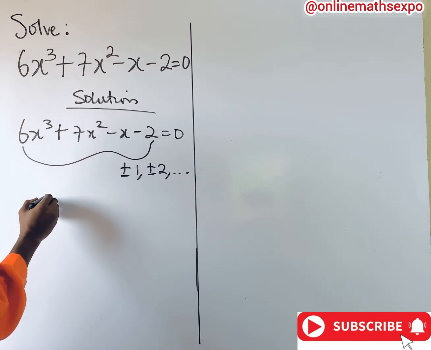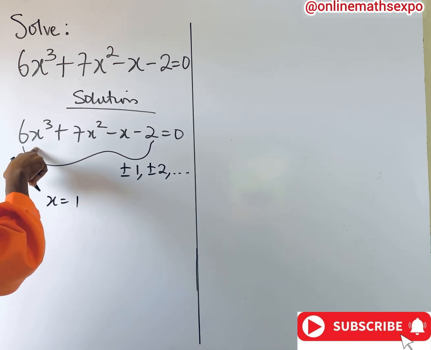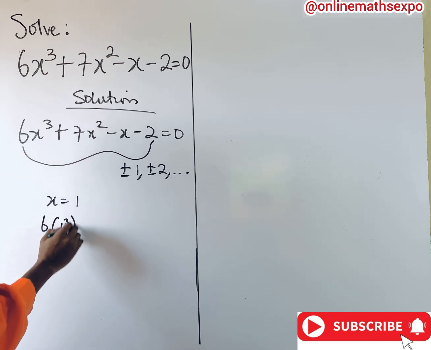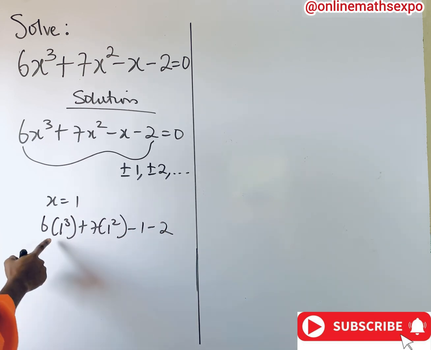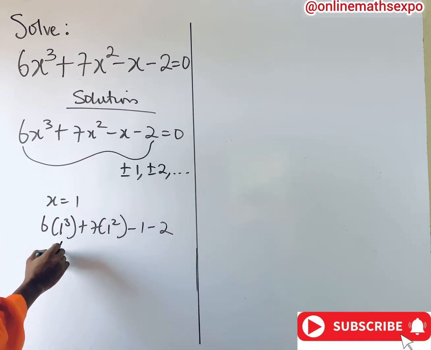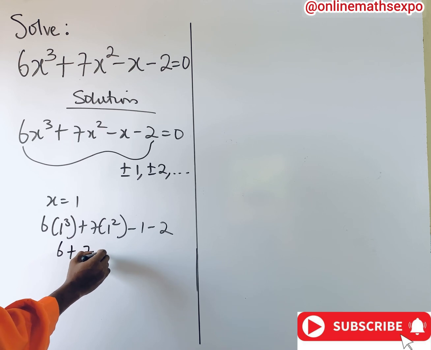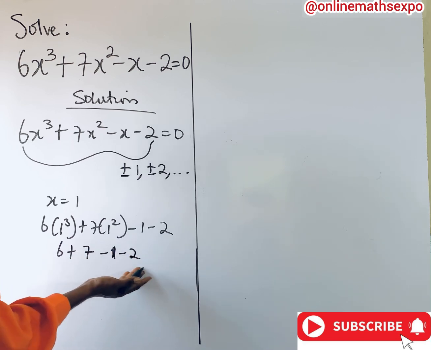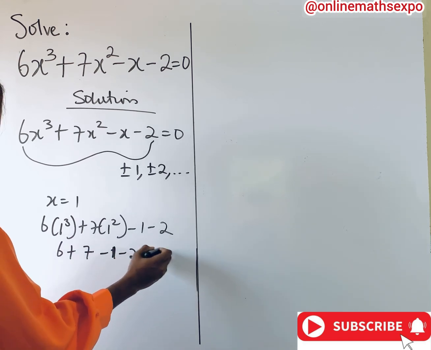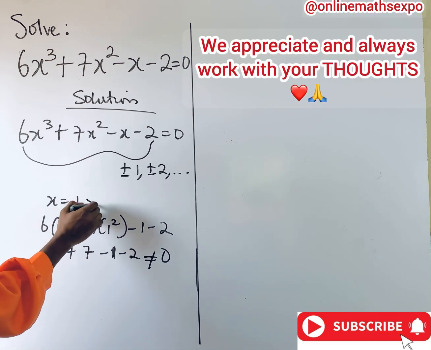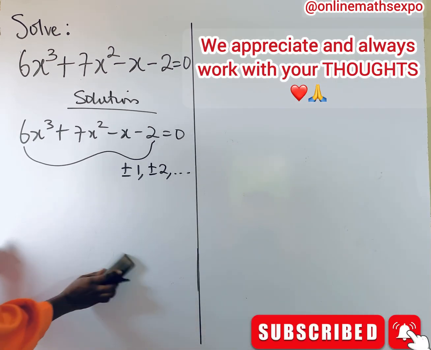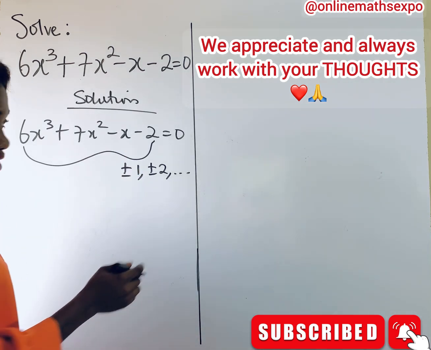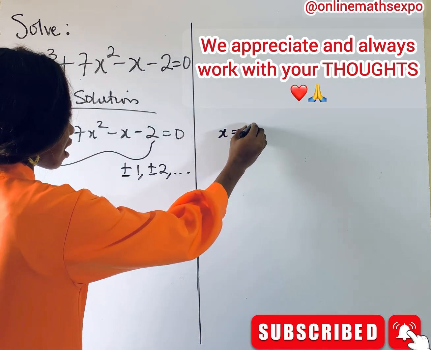So let's test for when x is 1. Put it here, we have 6 into 1 cubed plus 7 into 1 squared minus 1 minus 2. 1 cubed is 1 times 6, and this will give us 6 plus 7 minus 1 minus 2. You notice that this is not equal to 0. So it means that this is not what we want. Now we are going to take it off. So let's test for also when x is negative 1.